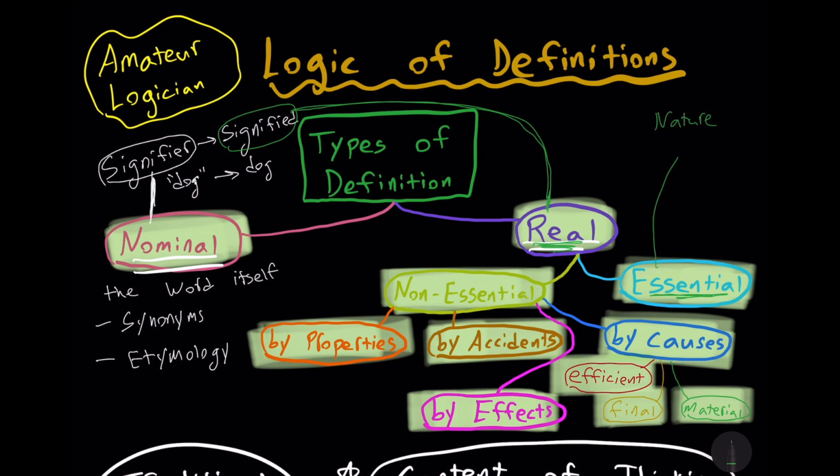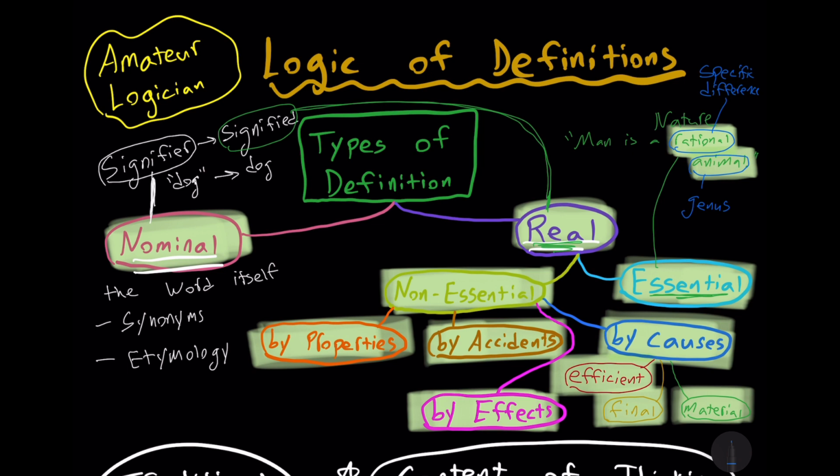Consider the classic example, man is a rational animal. Man falls under the genus animal and has a specific difference of rationality. So animal represents the genus, rational represents a specific difference. With such an essential definition, we have a proximate genus and a specific difference.